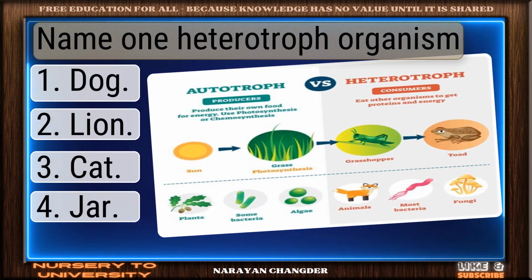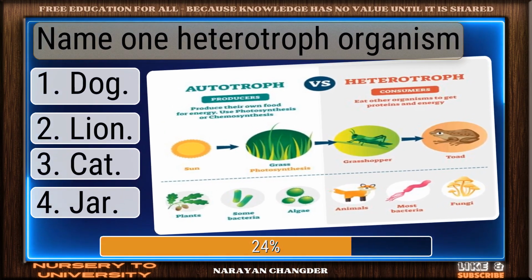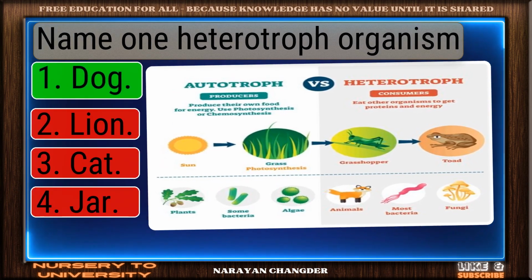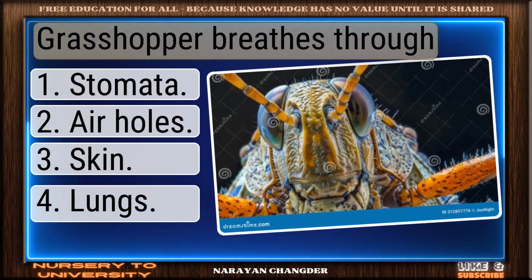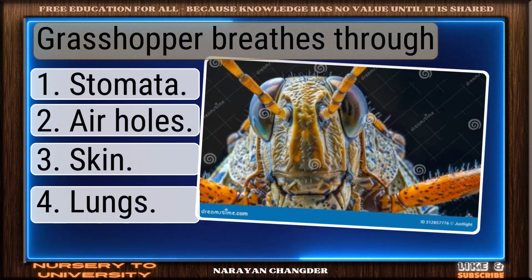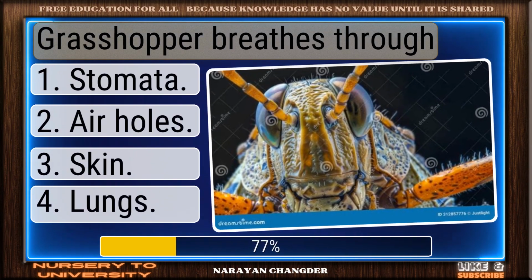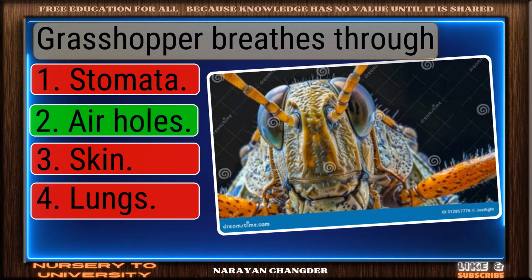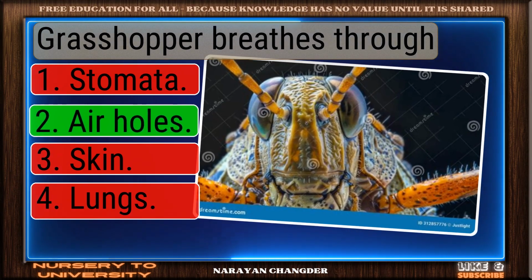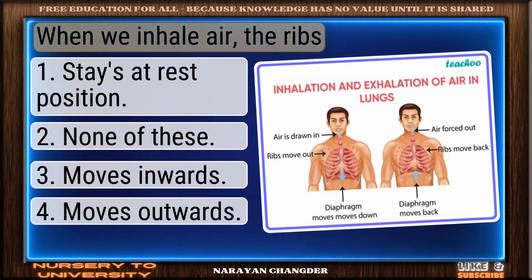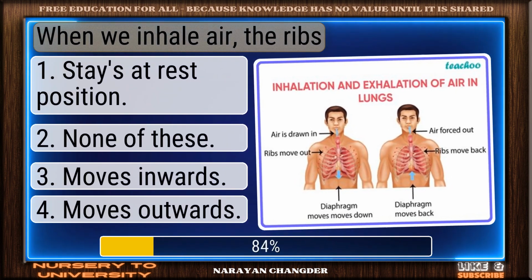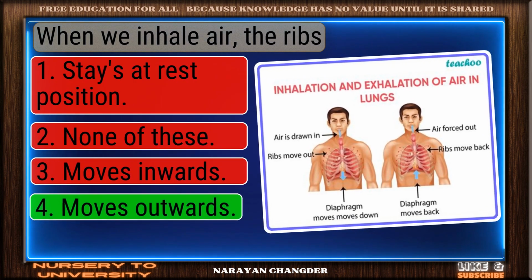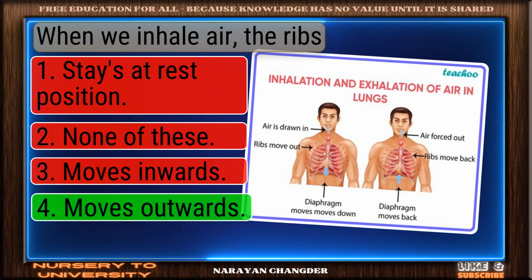Question number 229. Name one heterotroph organism. On track. Dog is the correct answer. Question number 230. Grasshopper breathes through. Bravo. Air holes is the answer. Question number 231. When we inhale air, the ribs. Smart pick. Moves outwards is the correct choice.